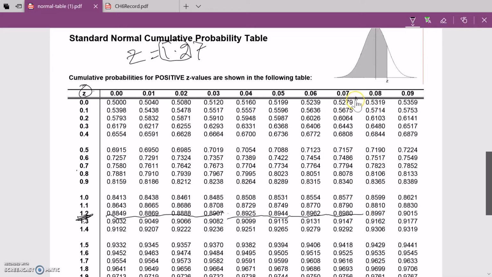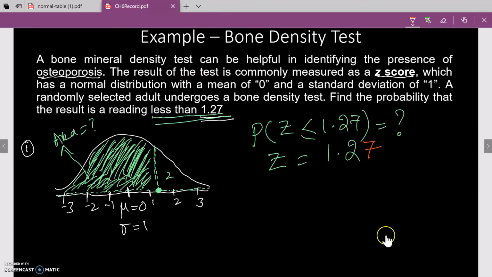And I'm going to go like this. At the intersection of these two is my desired number, the number I'm looking for: 0.8980. This is at the intersection of 1.2 and 0.07, my required number, 0.8980. So our answer comes out to be the probability, or the area, which is the same as probability. Please recall that this is equal to 0.8980.